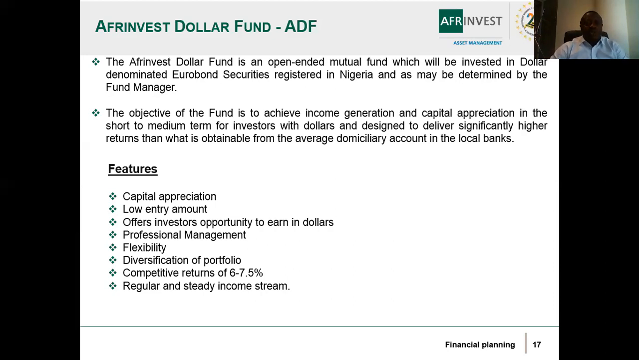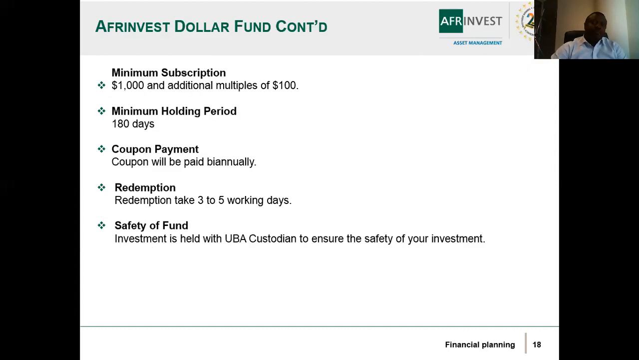Now, let's look at the features of the fund. We have capital appreciation. Like I said earlier, a low entry amount. You can invest with a minimum of $1,000. Then the investment is very flexible. You also invest in a diversified portfolio. Then the investment has a competitive return of between 6 to 7.5%. Then it has a holding period of 180 days. Coupons are paid biannually. The redemption takes 3 to 5 working days. And the investment is domiciled with a custodian, for those who want to know how safe the fund is.